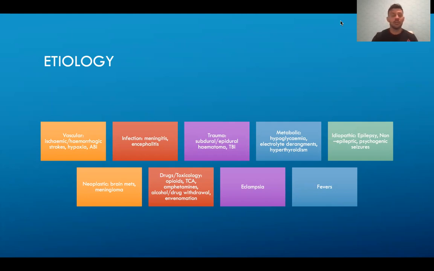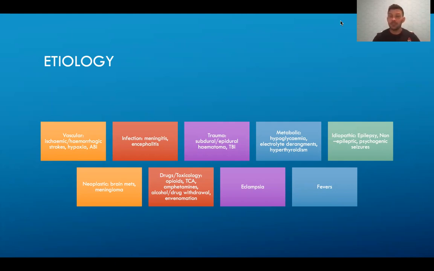Drugs and toxicology, very common one. So we've got our opioid overdoses, we've got our TCA or our sodium channel blocker overdoses, and our amphetamine overdoses, and that sort of leads down the more serotonin syndrome path. We also have our alcohol and drug withdrawals, alcohol being quite prevalent.